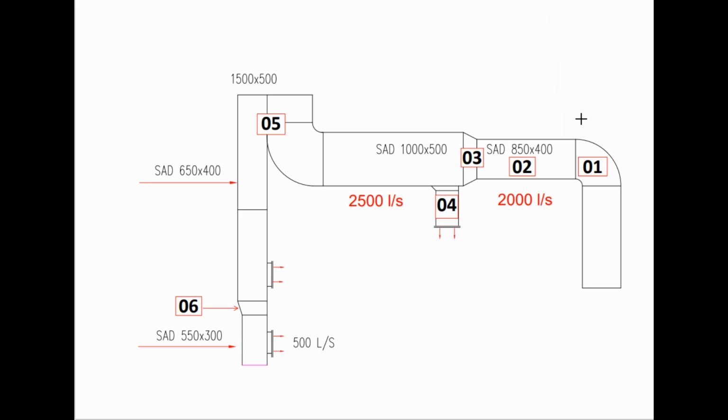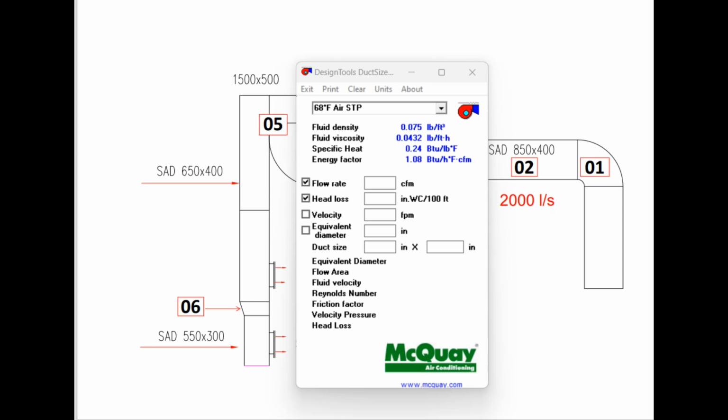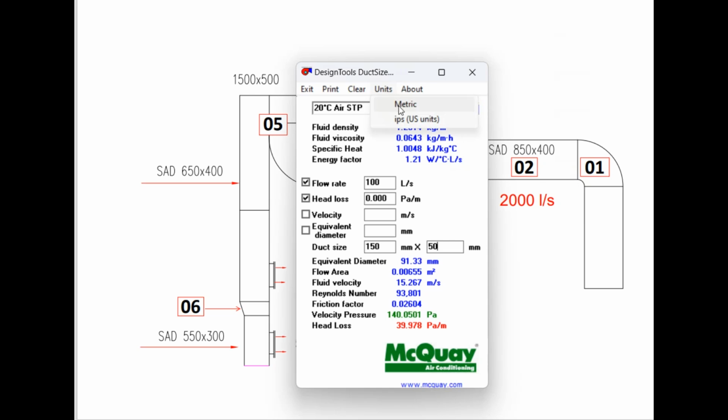Now from the shop drawing, we will find the velocity inside this elbow. Elbow size is 850 by 400 and airflow in this elbow is 2000 liter per second. Now to calculate the velocity, you can use the McQuay calculator or the friction loss chart from ASHRAE. These values are in the metric system, so first we will change the unit from here. Flow is 2000 liter per second, size is 850 by 400.